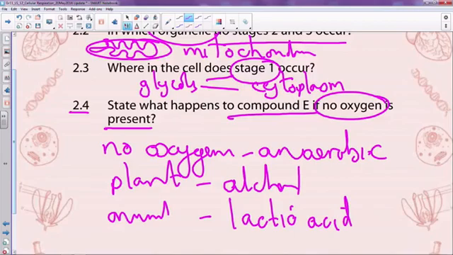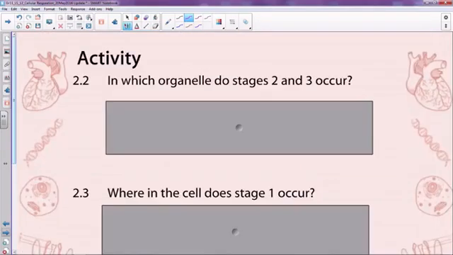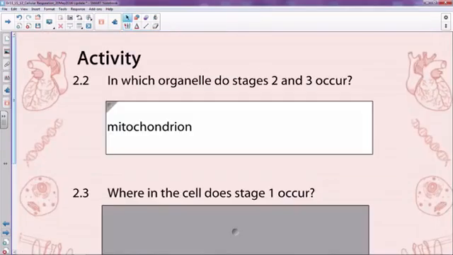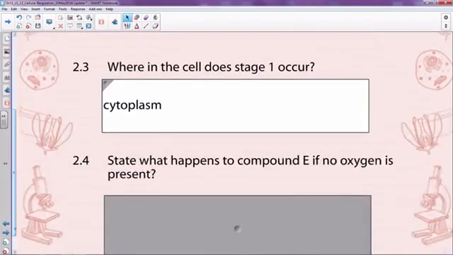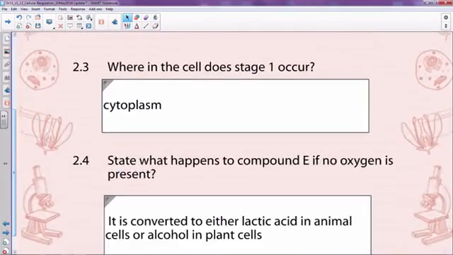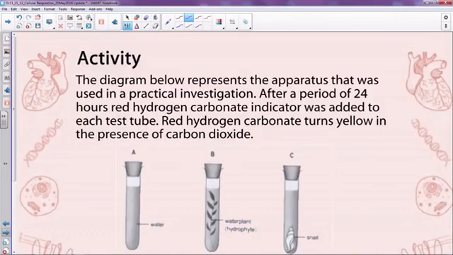in to stretch you a bit and give you an indication of what happens when there is no oxygen at that process of glycolysis. Okay, so I have put in the answers. We can very quickly go through those solutions. In which organelle do they occur? We said that it occurs in the mitochondria, and then where in the cell does stage 1 occur? We said that it occurs in the cytoplasm. And then finally, the last answer was, we said that it's converted either into lactic acid in an animal cell or alcohol in plant cells. And that's got to do with alcoholic fermentation as well as anaerobic respiration in the buildup of lactic acid. But more about that in our next episode.